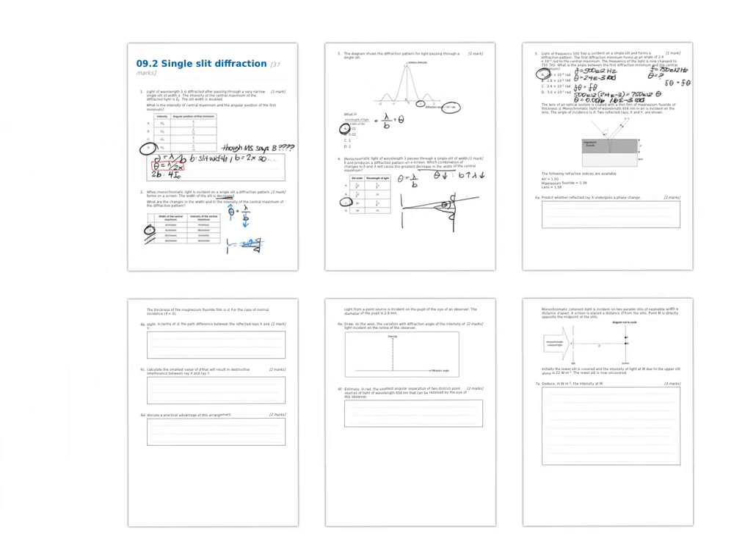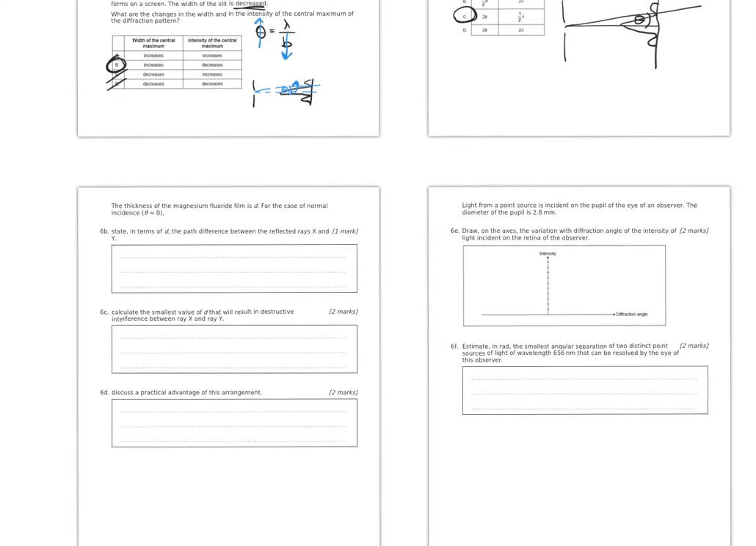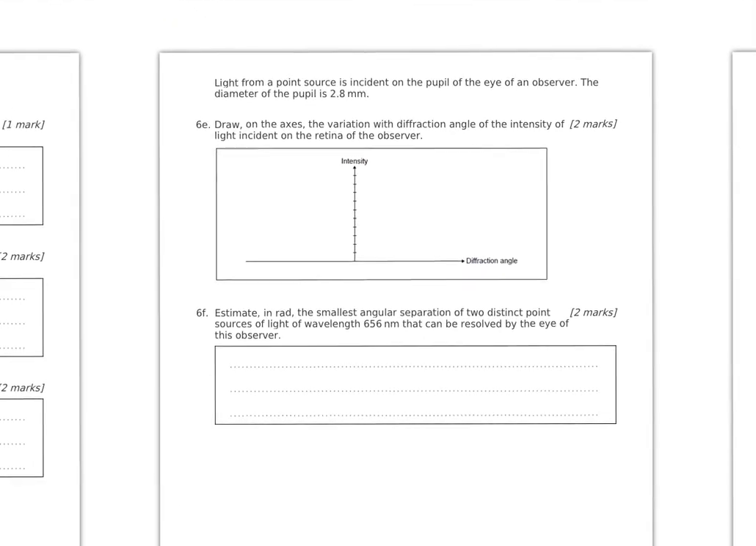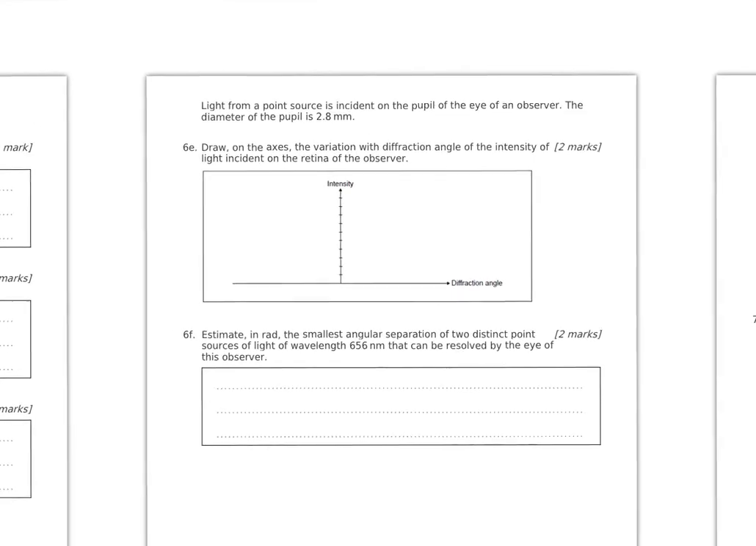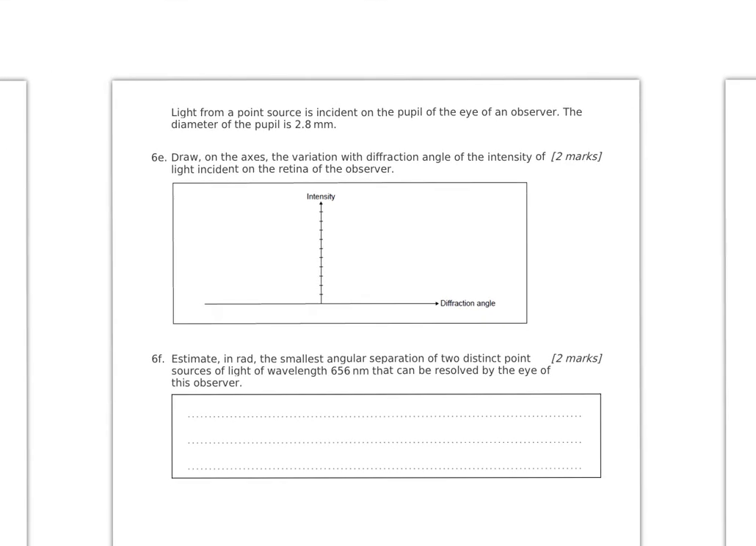Hold on, did I just erase something? No, none of that is 6.2, so I'm not going to need any of that, but I will need 6E, which is a different question. I don't know why it's part of question 6, but it says, light from a point source is incident on the pupil of the eye of an observer. The diameter of the pupil is 2.88 millimeters.